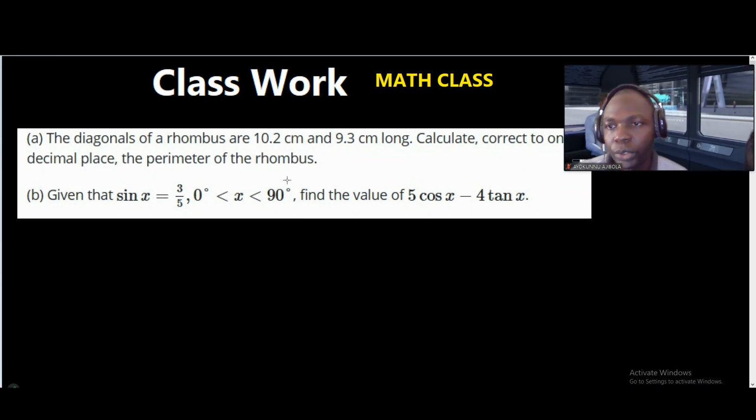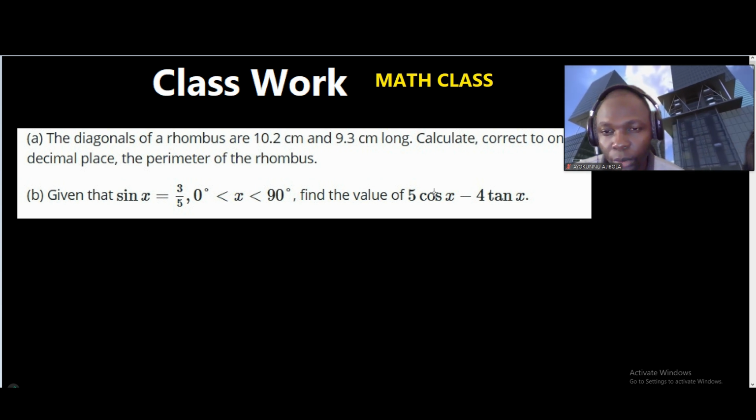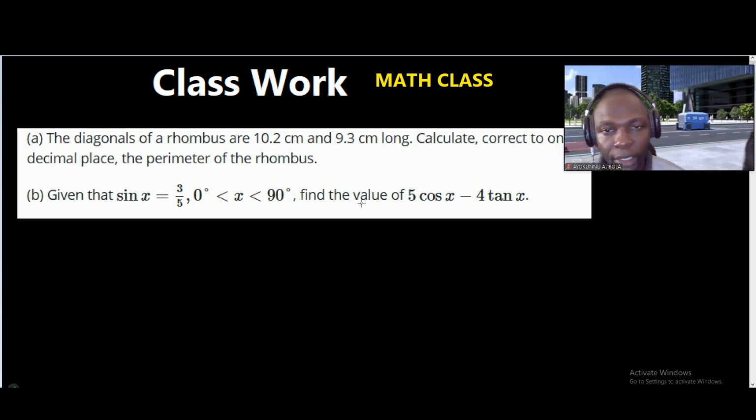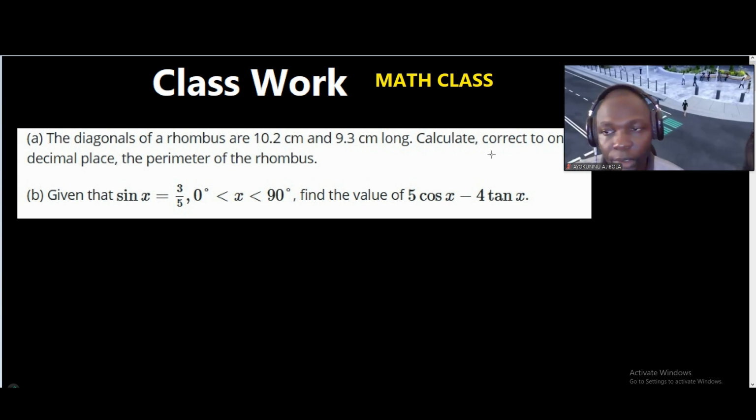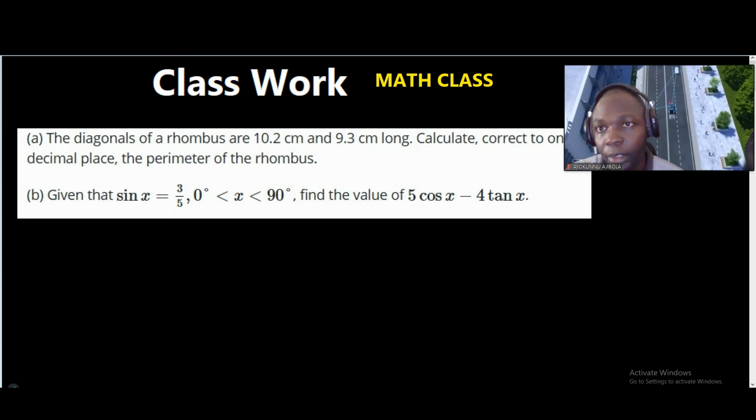We have this question to solve. It says the diagonals of a rhombus are 10.2 cm and 9.3 cm long. Calculate, correct to one decimal place, the perimeter of the rhombus. How do you find the perimeter of a shape?